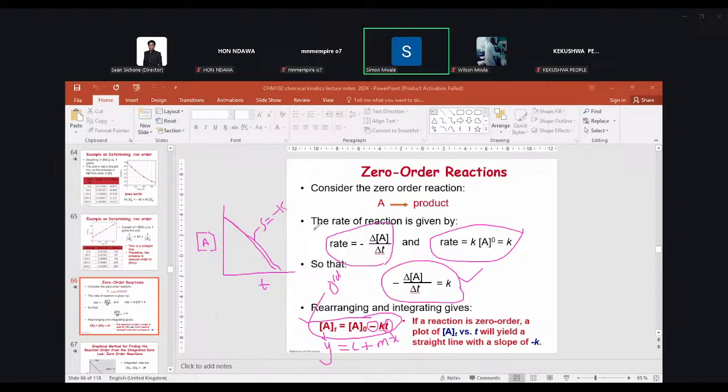For the zero order, all you have to plot is concentration versus time. And when you get a straight line with a negative slope, it proves to you that the reaction is zero order. Okay, so this one is straightforward as well.